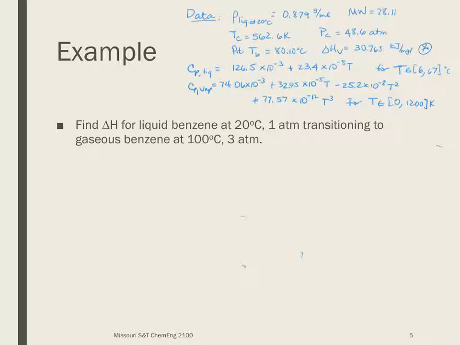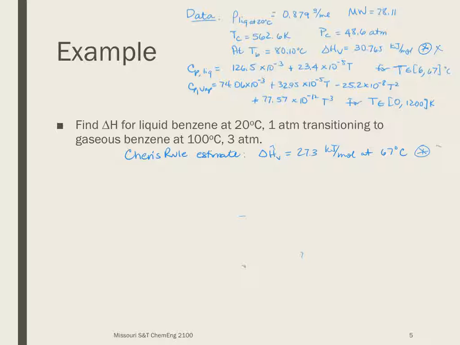So, Chen's rule. I'm not going to bore you with writing those numbers or the calculations. But that estimate says that delta H of vaporization is going to be 27.3 kilojoules per mole at 67 degrees C. So now, using this instead of the one up here, I will be able to create a path that's continuous.